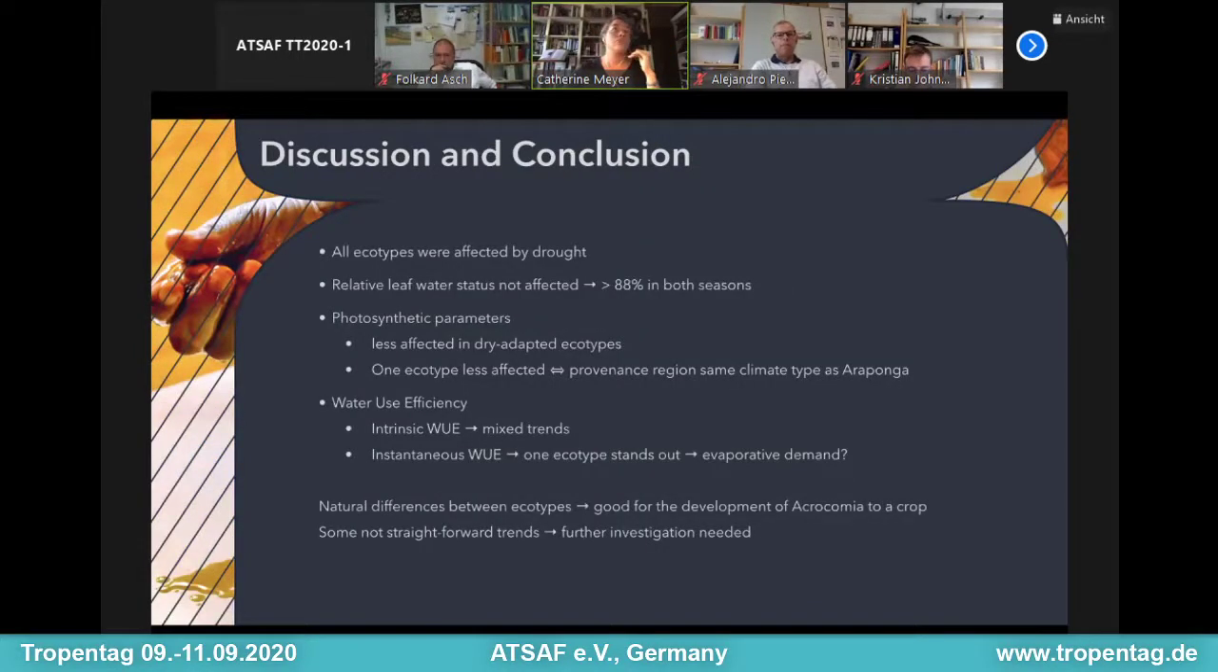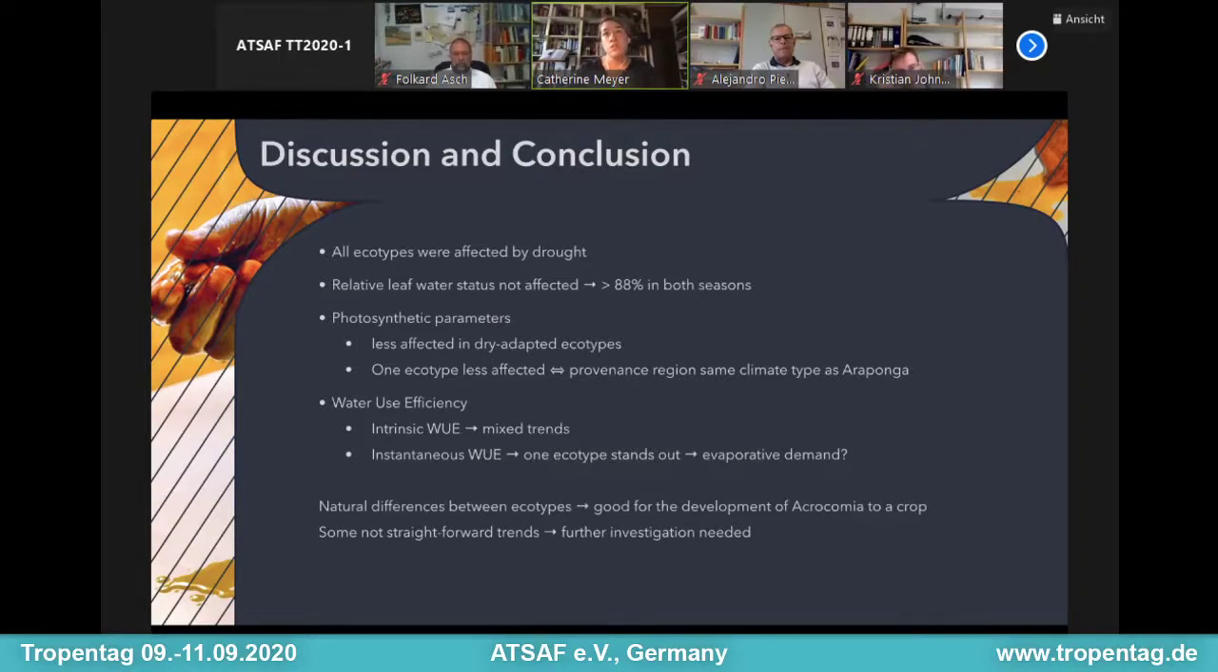So the discussion and conclusion, so nothing new. All ecotypes were affected by drought, whereas no impact was found on relative water content. The photosynthetic parameters were less affected in dry adapted ecotypes, with the exception of the one where perhaps another climate pattern could be influencing, so further research is needed.